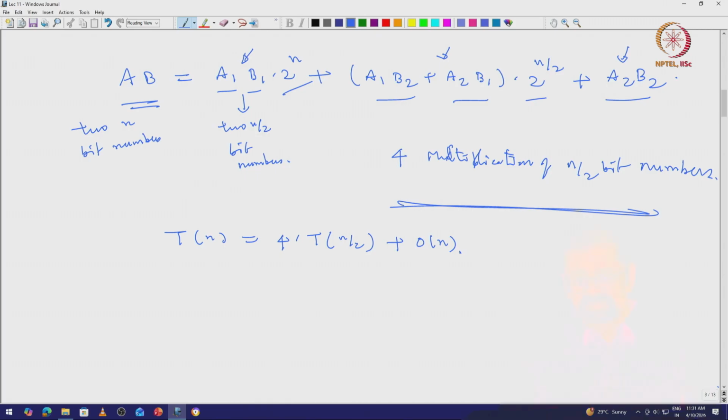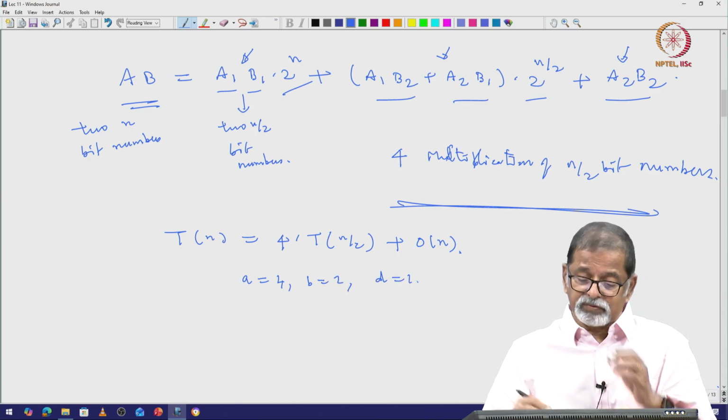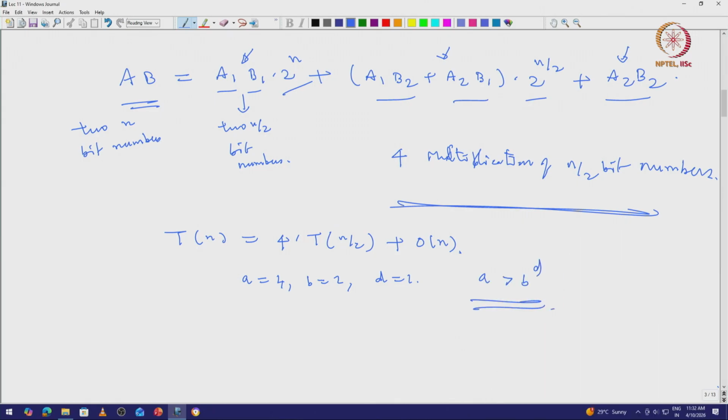What is the complexity of it? Here A equals 4, B equals 2 and D equals 1. Therefore, A is greater than B power D. Hence, the third case, therefore, T of n equal to order n power log A to the base B, log 4 to the base 2, that is equal to order n square.